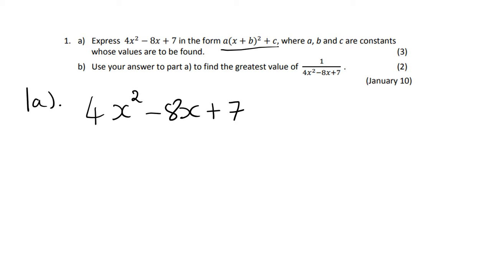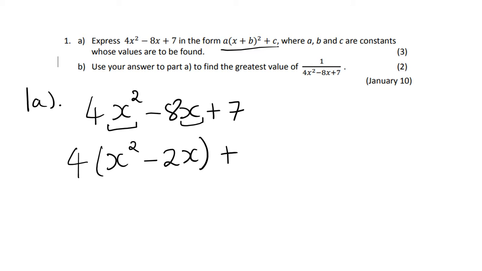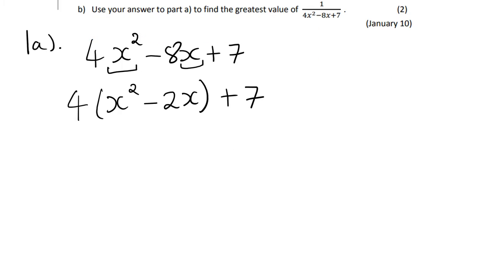The way I do this is first take out a factor of 4 out of the first two terms, the x squared and the x terms. So 4 bracket x squared take away 2x and then plus 7 on the end, because I'm only taking out the factor of 4 from that bracketed part. So what I'm going to do now is complete the square inside those brackets.